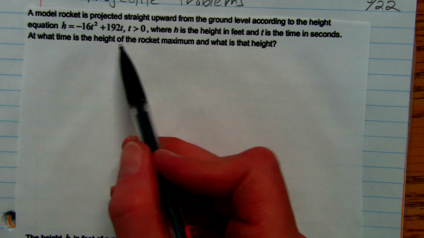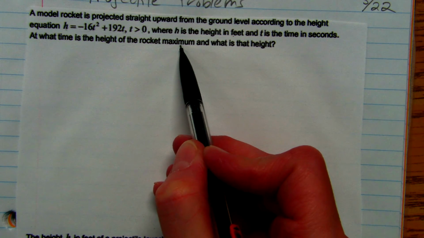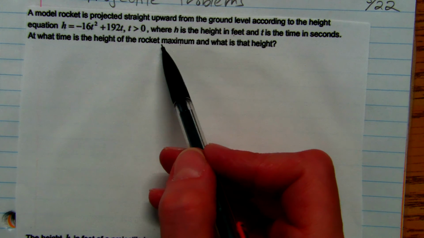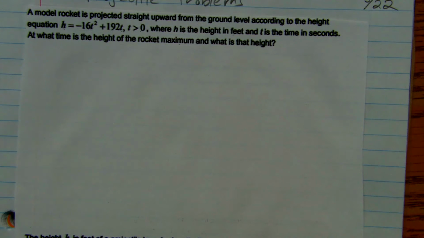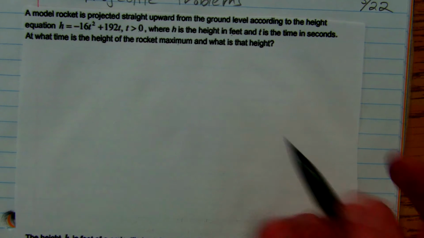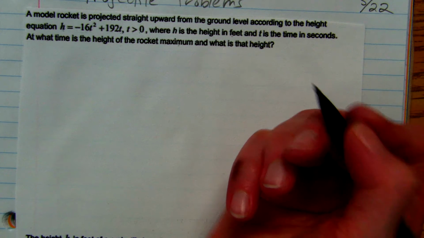At what time is the height of the rocket maximum, and what is that height? So I think what they're saying is, when is it going to reach the maximum height, and what is that height? So we're not going to have that cool thing where it just falls out already. We're going to go through this process. So first we're going to find out when it hits the ground, because it should, if it starts at the ground.